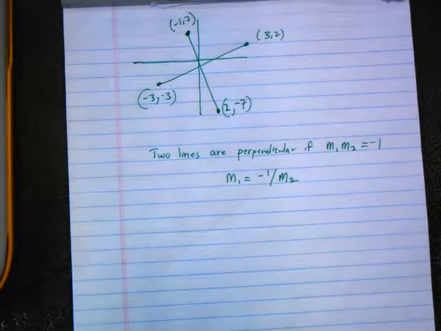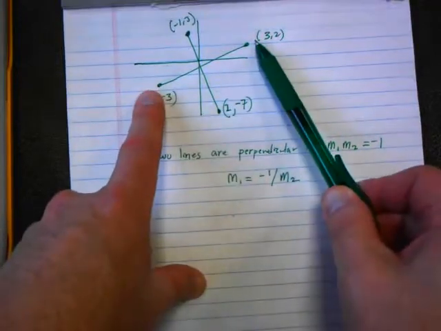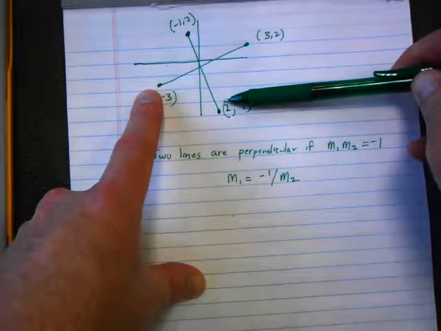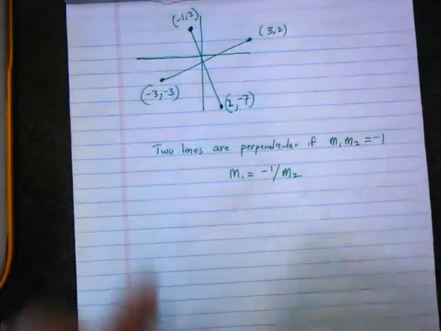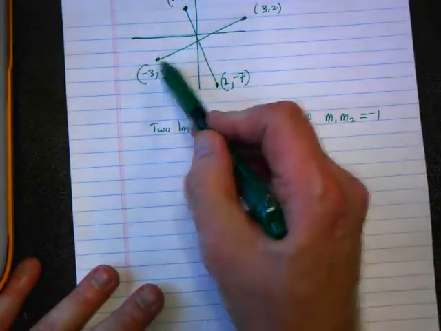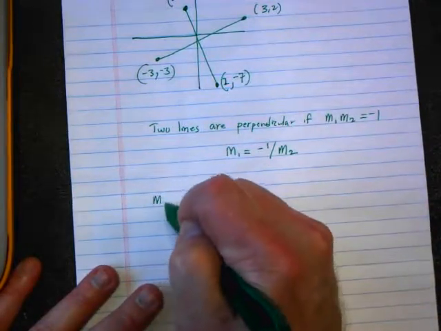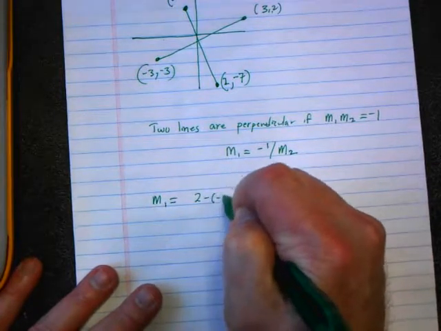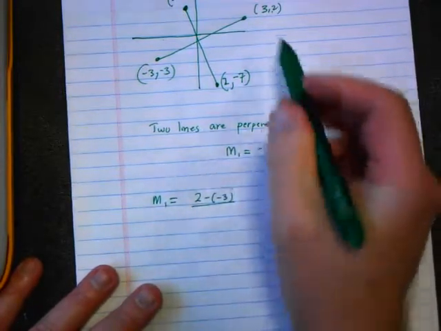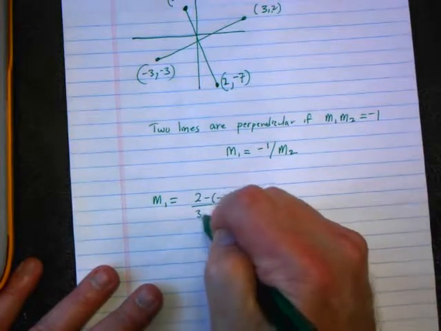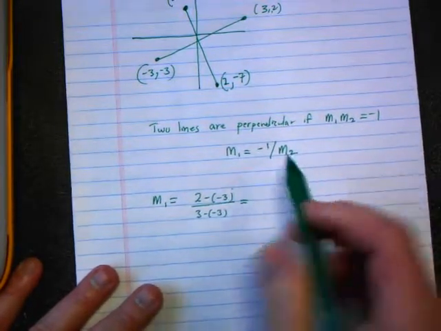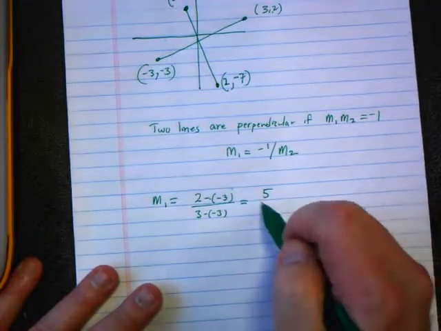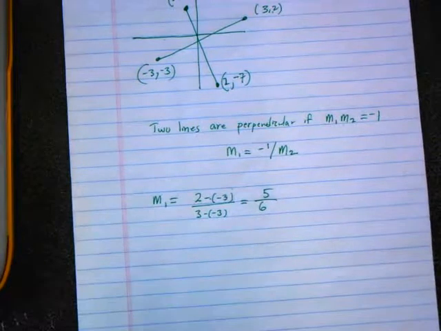So, how are we going to tell if these are perpendicular? To figure out if these are perpendicular, we're going to find the slope of this line. We're going to figure out the slope of that line, and we'll see if they're negative reciprocals or not. All right. So doing this line first, I'll call this one M1. The slope would be, subtract the y's, 2 minus -3, which is 2 plus 3, over 3 minus -3. So 2 minus -3 would be 5, not 6. And 3 minus -3 would be 6. So that one's 5/6.